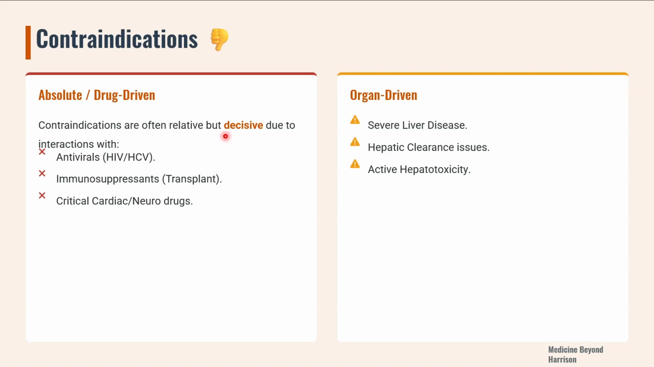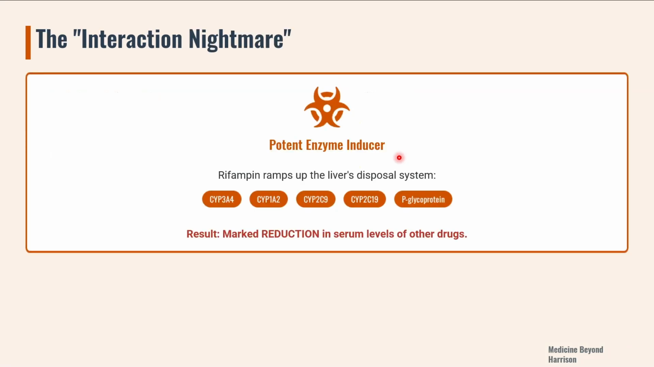Contraindications are often relative but decisive due to interactions with antiviral drugs, especially HIV and HCV drugs, immunosuppressants, post-transplant patients, and critical cardiac and neuro drugs. All these drugs interact with rifampicin, so try to avoid rifampicin in all these cases. Severe liver disease, hepatic clearance issues, and active hepatotoxicity: it is organ driven. So don't go for rifampicin.